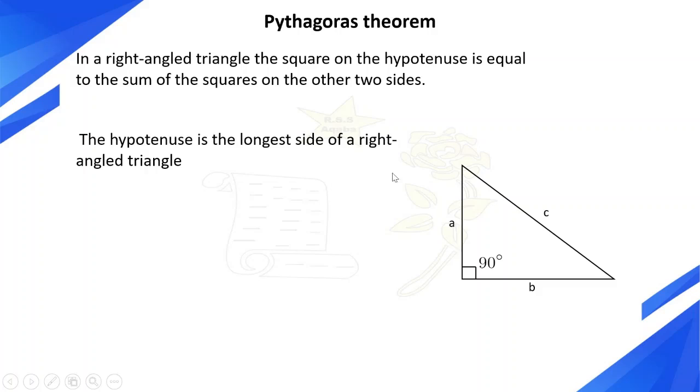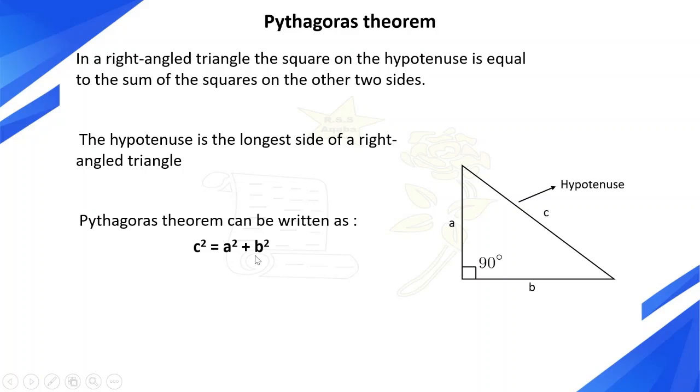The hypotenuse is the longest side of a right-angled triangle. This side is the longest side. It's the hypotenuse. C square equal A square plus B square. So, Pythagoras theorem can be written as C square equal A square plus B square.